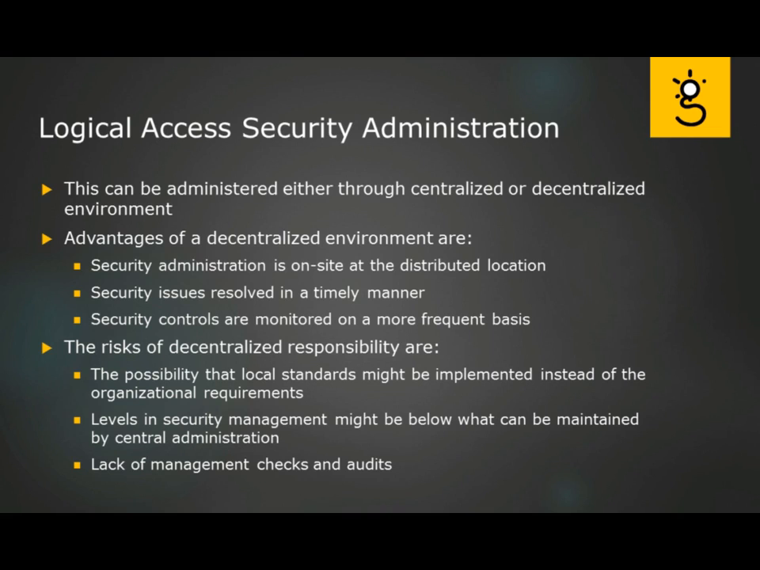and more frequently monitored. But the risk you have is that maybe at that local branch office they say, you know, this is not headquarters. We just don't do things the way you do over there at headquarters. So we have our own way of doing security, and it works for us. So they might have some local standards that might be implemented instead of the organizational requirements. Also, the level of security management might be below what can be maintained by the central administration. And there could be the lack of management checks and audits because they are so decentralized.